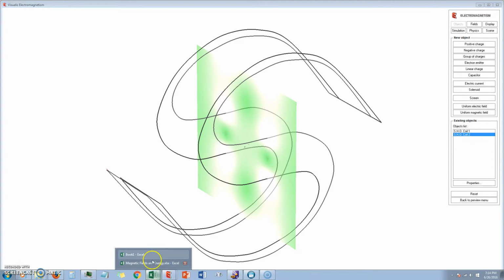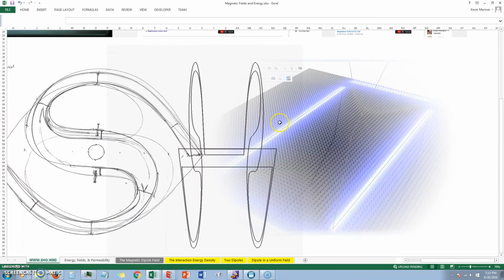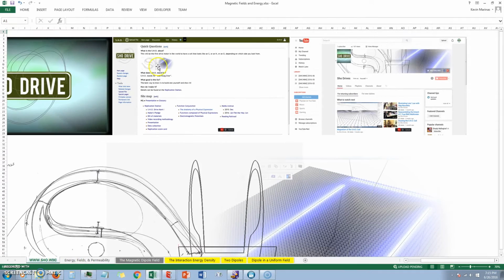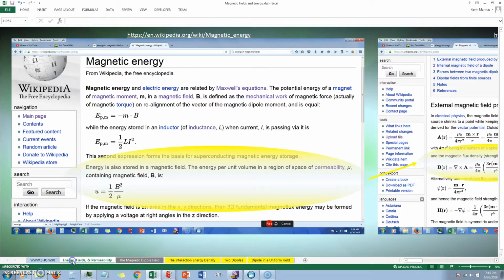So let's go ahead and check out the Excel presentation. This is the screenshot of the S.H.O drive website. Okay. And this is the screenshot for the YouTube channel for S.H.O drives. Okay, so now let's just go ahead and view this. This is a screenshot from the magnetic energy article on Wikipedia.